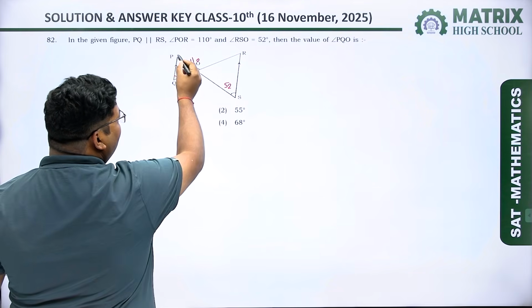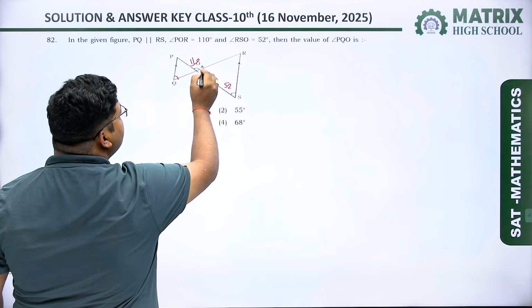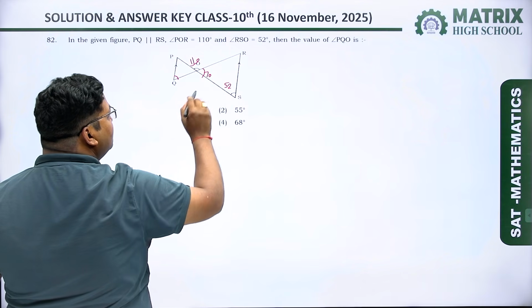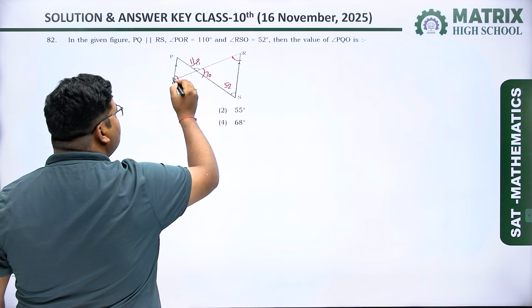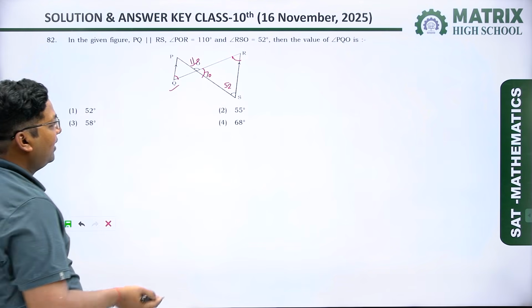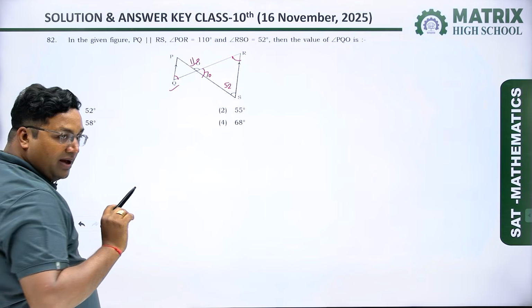So here you can see this PS is a line and this angle is 110 degree. So this means this angle is 70 degree, and PQ is parallel to RS. So it means this angle R is equal to this angle Q, because these two angles are alternate interior angles. So we have to apply the angle sum property in triangle RSO.